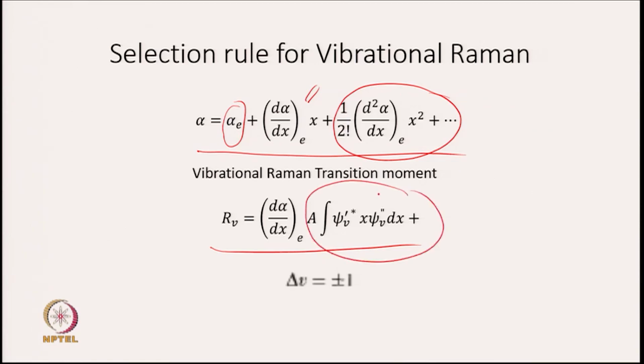So, your polarizability alpha must change with x if it is Raman active. And so, this is one selection rule, and the second one gives you delta V is equal to plus minus 1. So, the first term is not 0 when polarizability changes with displacement, whereas the second term will not be equal to 0 when delta V is equal to plus minus 1. So, there are two selection rules. Delta V plus minus 1 is called a specific selection rule, whereas the first one is known as the gross selection rule.